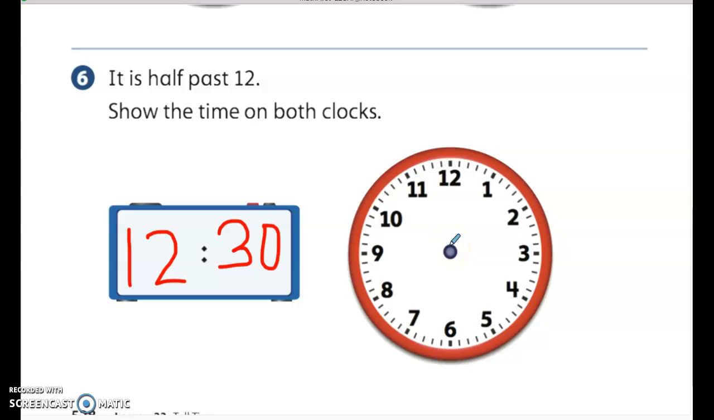So let's take a look at this clock. It is 12:30. Well, 12 is the hour, so it's going to be the short hand. And 12:30, remember, is 30 minutes. 5, 10, 15, 20, 25, 30. And remember, your minutes is the long hand. There we go.